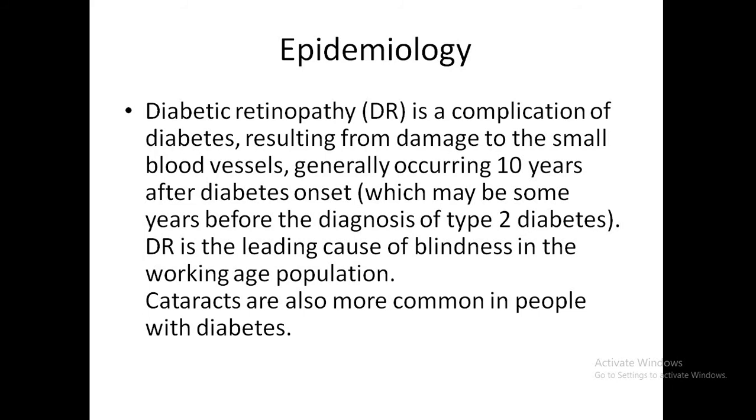So retinopathy is a complication of diabetes. It results from damage to small blood vessels, and it usually occurs 10 years after the onset of diabetes. In type 2 diabetes, maybe you can find it early because the onset of diabetes may be much earlier and could be missed. It is one of the leading causes of blindness in the working age population, and cataracts are also more common in people with diabetes.